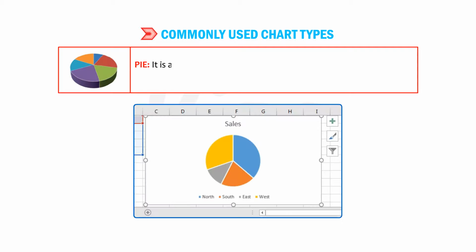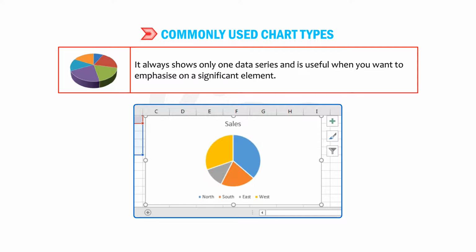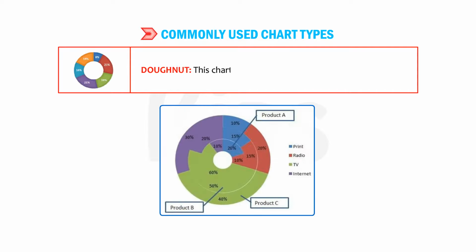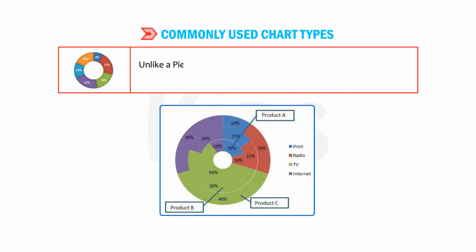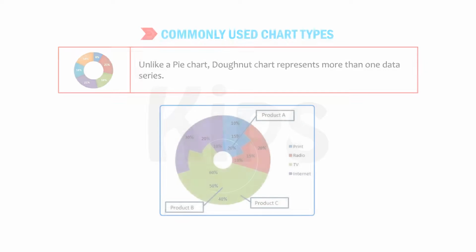Pie chart. It is a circular chart divided into sectors where each sector shows the relative size of each value. It always shows only one data series and is useful when you want to emphasize on a significant element. Donut. This chart shows the relationship of parts to a whole. It displays data in the form of rings, where each ring represents a data series added into the chart. Unlike a pie chart, donut chart represents more than one data series.